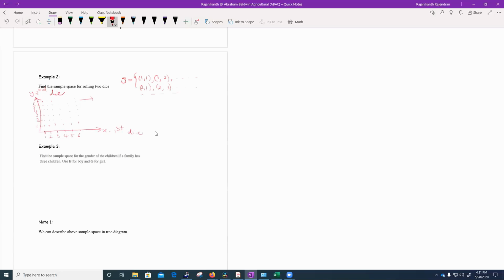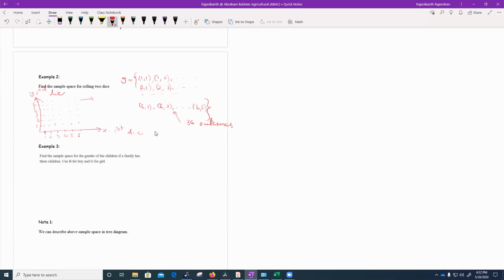If you rearrange this in order, I will get 36 possibilities, and the last outcome may be (6, 6). I'm writing basically all the collections. So you should get 36 outcomes. If you roll one die, you will get 6 outcomes, but now I am rolling 2 dice, therefore 6 times 6, it should be 36 outcomes. Okay, so now look at the next example.